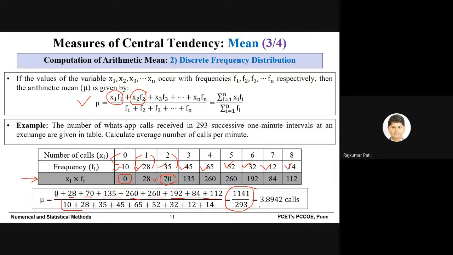number of calls you will receive is 3.8942 calls. So around 4 calls will be received. So this is how we can calculate the mean.